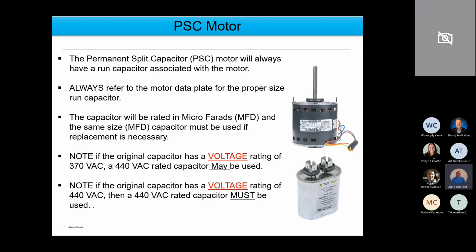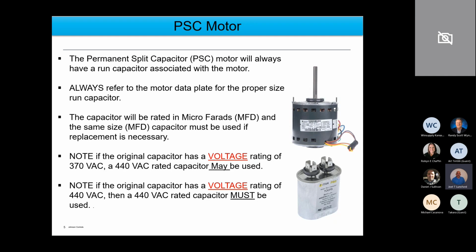So let's talk a little bit more about that. If you're going to replace a capacitor on a motor, let's say a contractor goes out to his truck and he needs a 10 microfarad capacitor for this PSC blower motor. He notices that the old capacitor happens to be a 370 volt, but he doesn't have a 370 volt rated 10 microfarad capacitor on his truck, but he does have a 440 volt rated 10 microfarad capacitor.